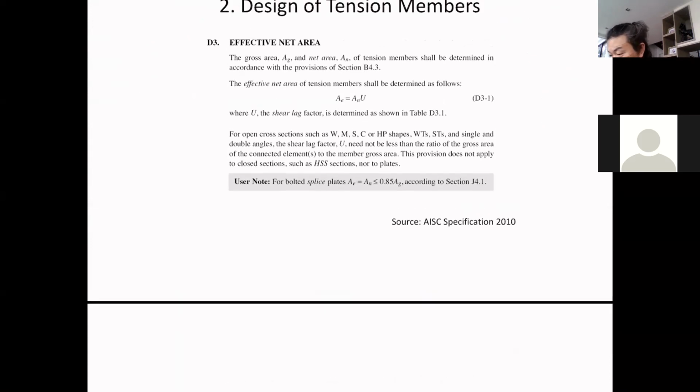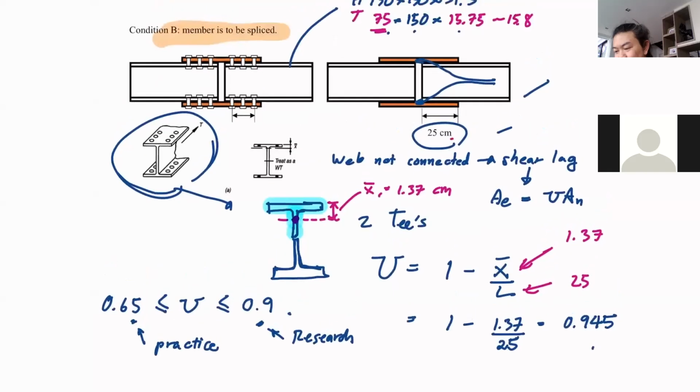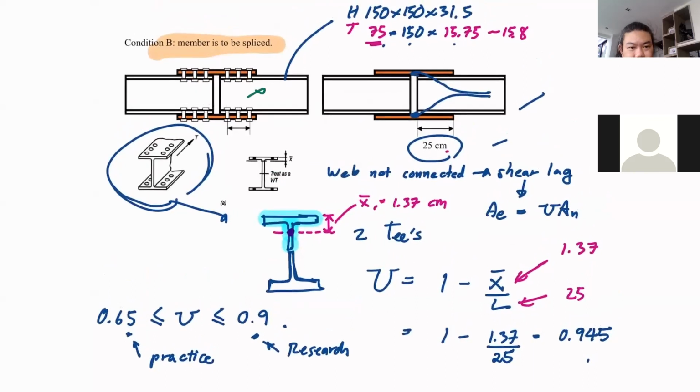For a bolted splice plate, no matter how much you got for your AE, the net section that you use for the calculation should not be greater than 85% of the gross area. But that is for a bolted splice plate. We have a welded one, so we are okay. We don't have to check that. A bolted splice plate would be this one exactly.